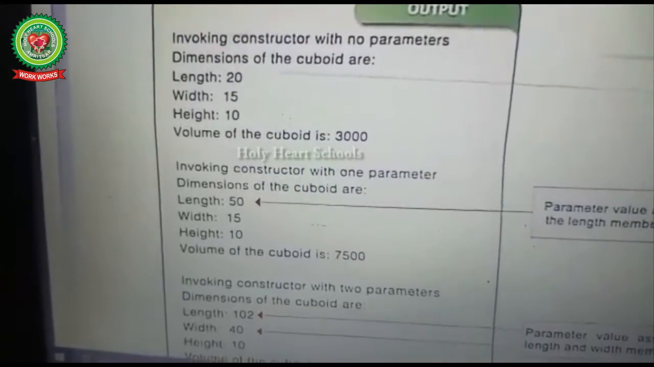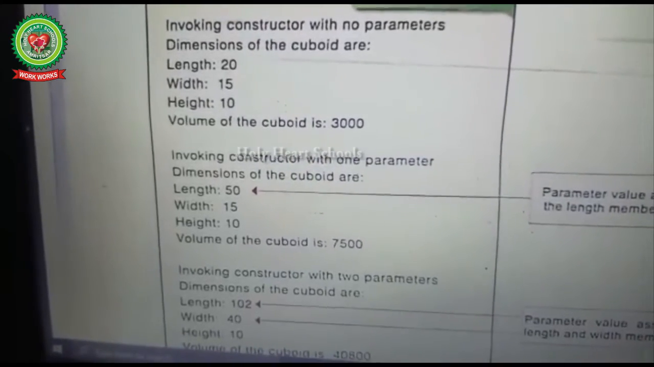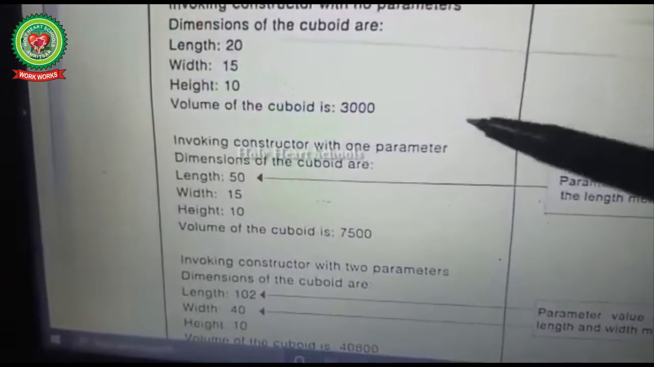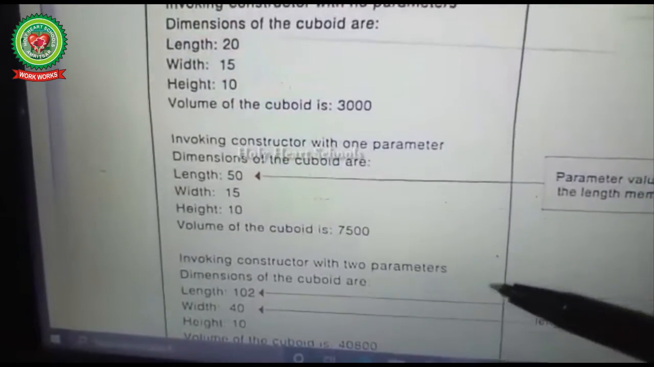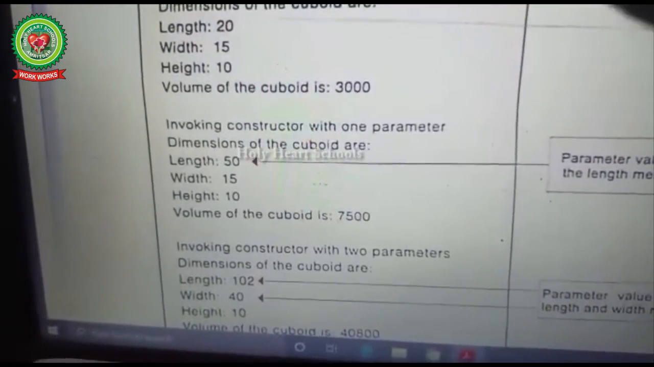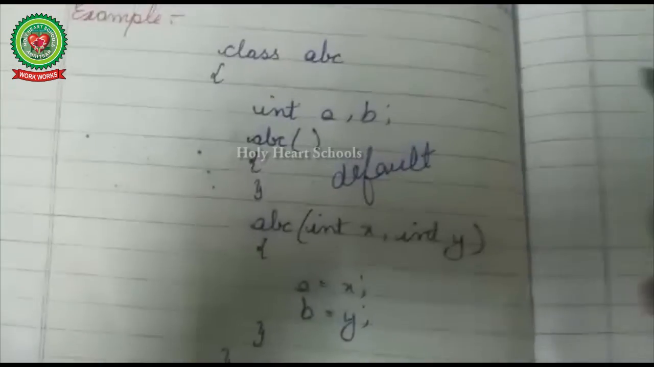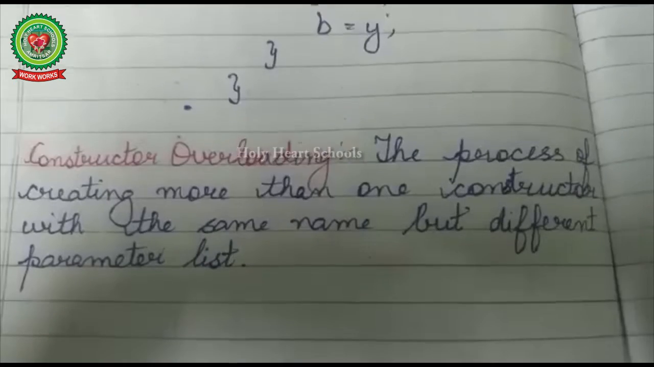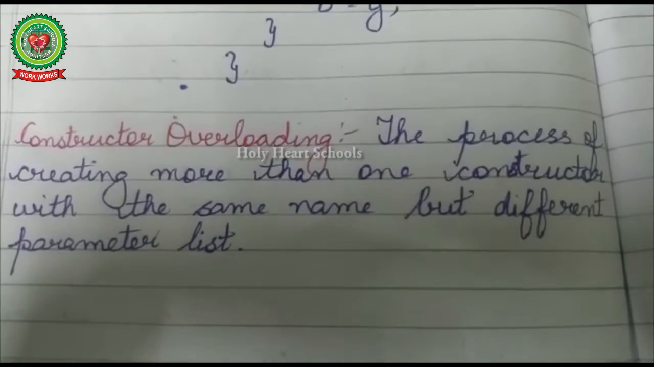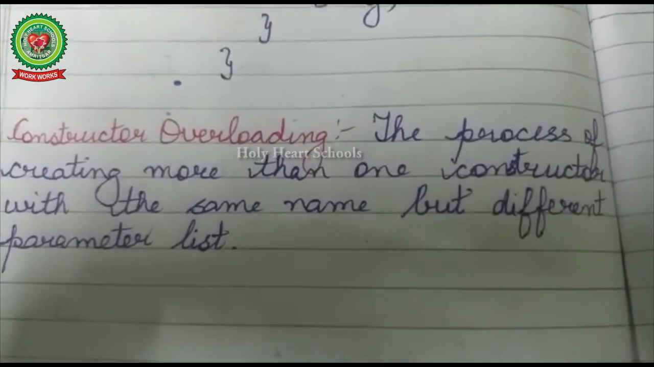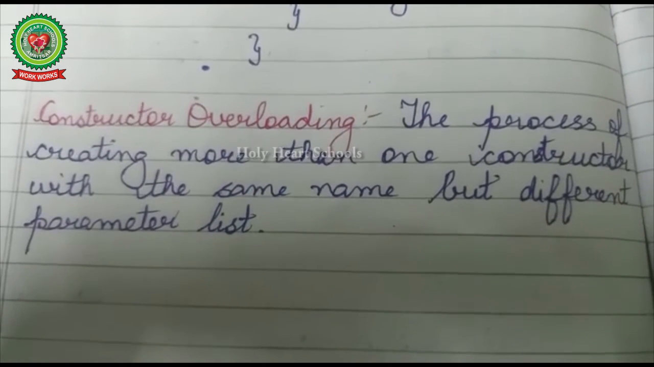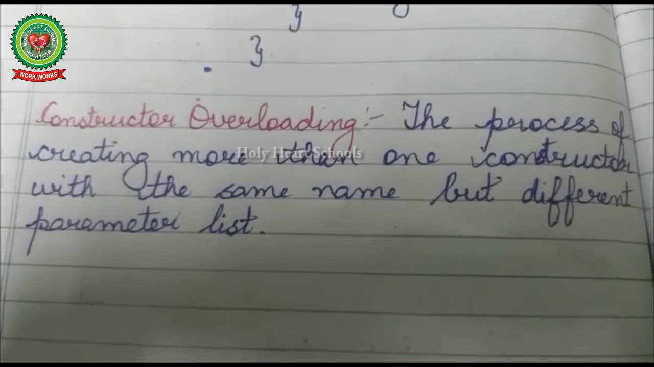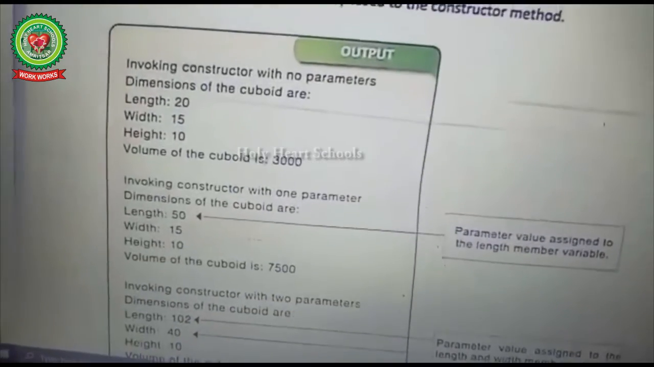Dear students, so what actually is constructor overloading? It's a process of creating more than one constructor with the same name but different parameter lists, as you have observed in this example. Now let's note the related key term, constructor overloading: the process of creating more than one constructor with the same name but different parameter lists.